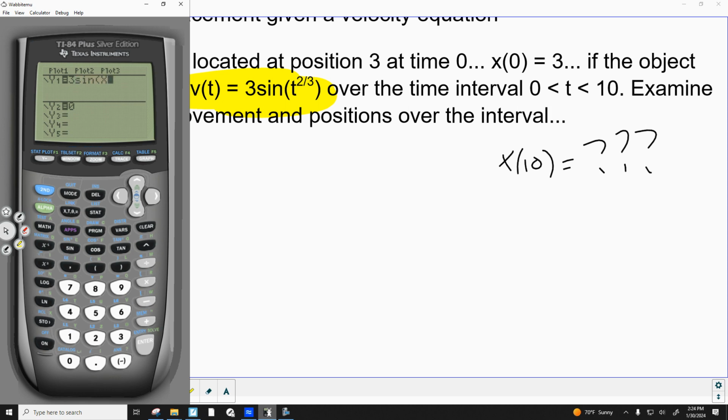Everybody graph 3 sine x to the 2/3. You need to do this. I'll show you all of the tricks of the trade so we can do kind of what we just did with the graphs, just now you're using your calculator. We have an interval 0 to 10, so we adjust our window to be 0 to 10.